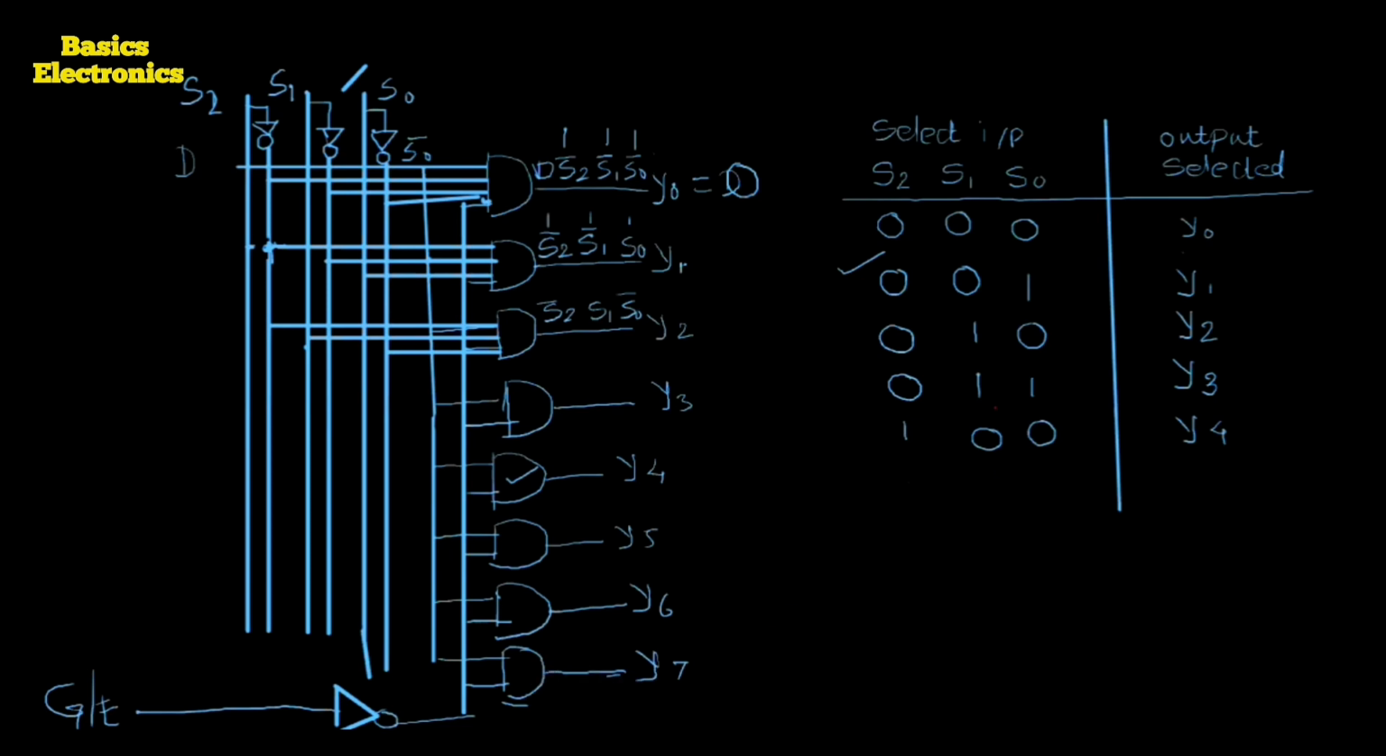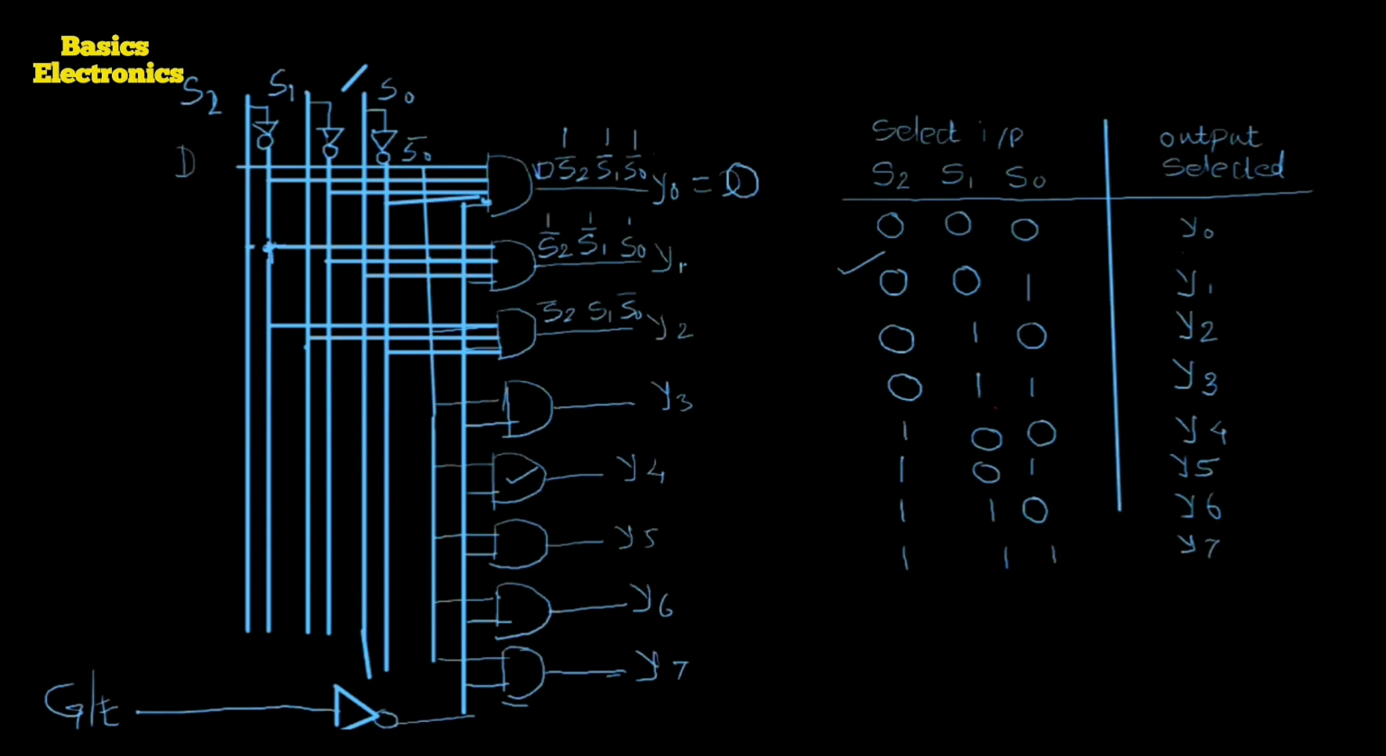Okay, the next entry is 1, 0 and 1. At that time the Y5 line will be selected. 101 means the inputs are S2, S1 bar and S0. Then the next entry is 1, 1 and 0. Then the line Y6 gets selected. 110, what are the connections? S2, S1 and S0 bar. Okay, now the next one is 1, 1 and 1. Then here the Y7 line will be selected at the output side.